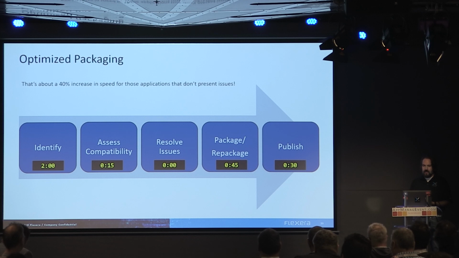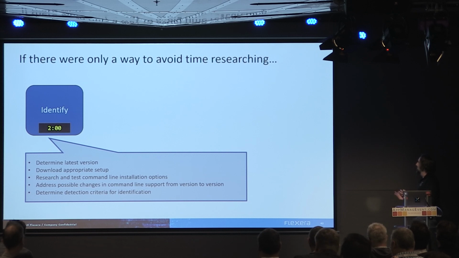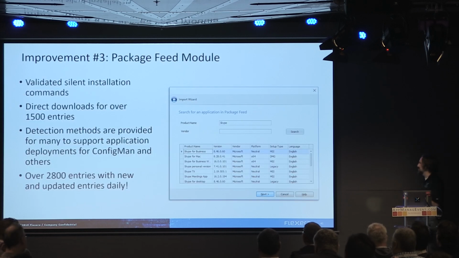So the one thing that's still big here is this identify stage. And I was thinking if there's only some way that we could get this part down, that would really change the game. And so I do have an improvement that addresses this research phase, and it's a new subscription that's available on top of AdminStudio to provide tested silent command line details for thousands of applications. So for about 1,500 of those, we can download right inside AdminStudio.